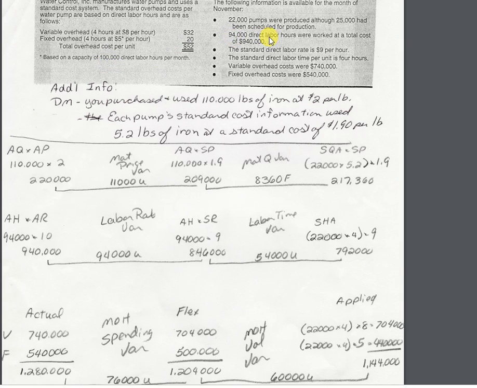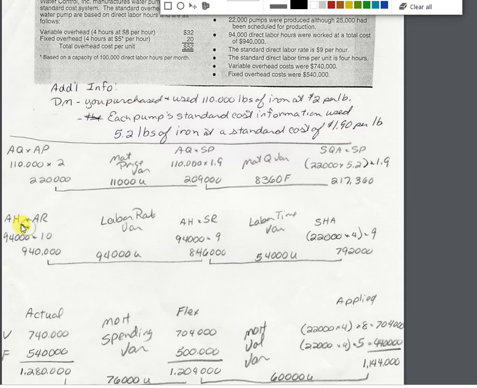Next one, 95,000 direct labor hours were worked. So right there, actual hours, at a total cost of $940. So now I know $940. Now I can back into the 10. So I put $940 here too. So I'm done with that. The direct labor rate is 9, so I can write that there, and I can write that there.